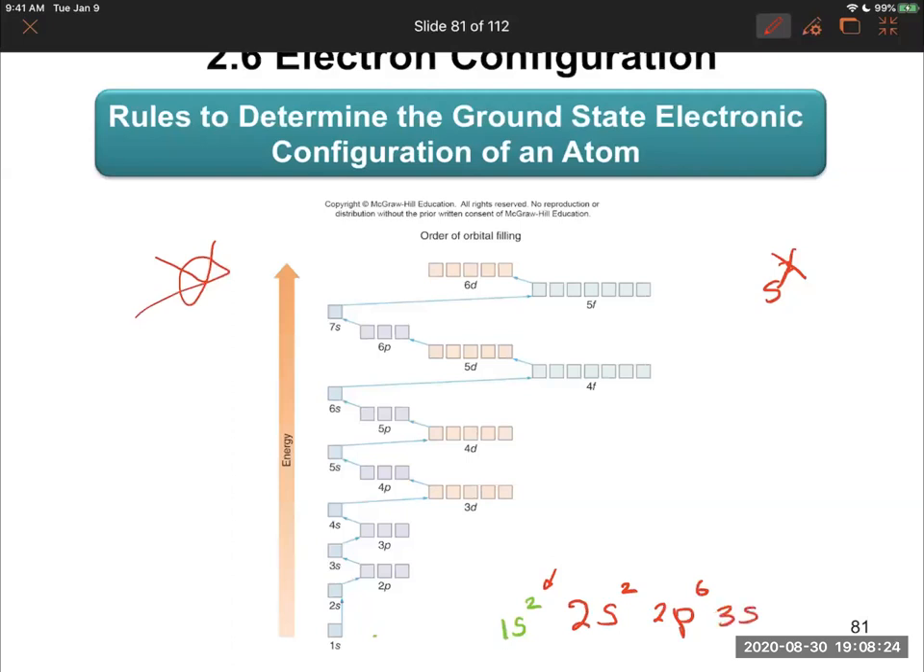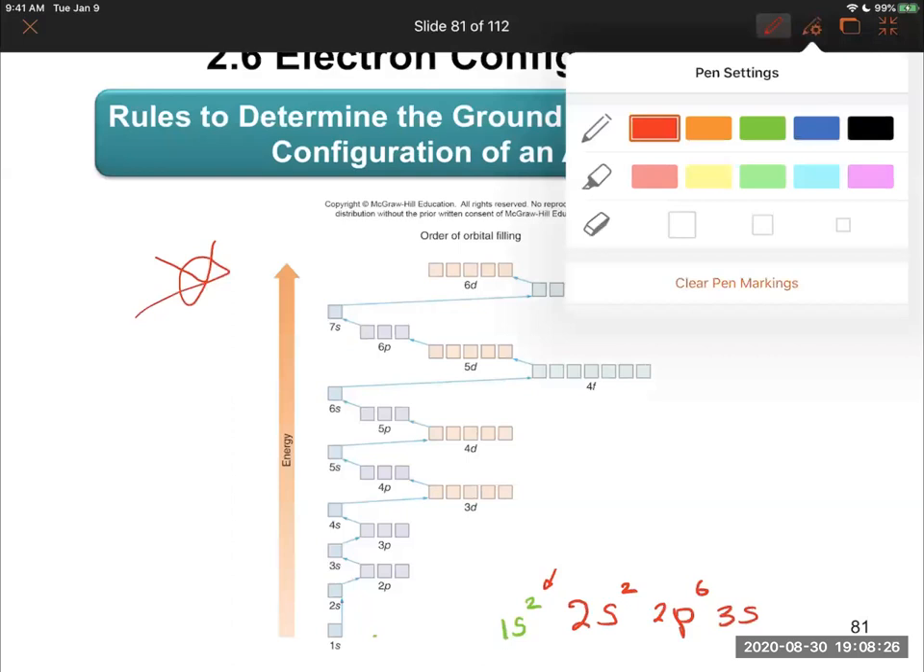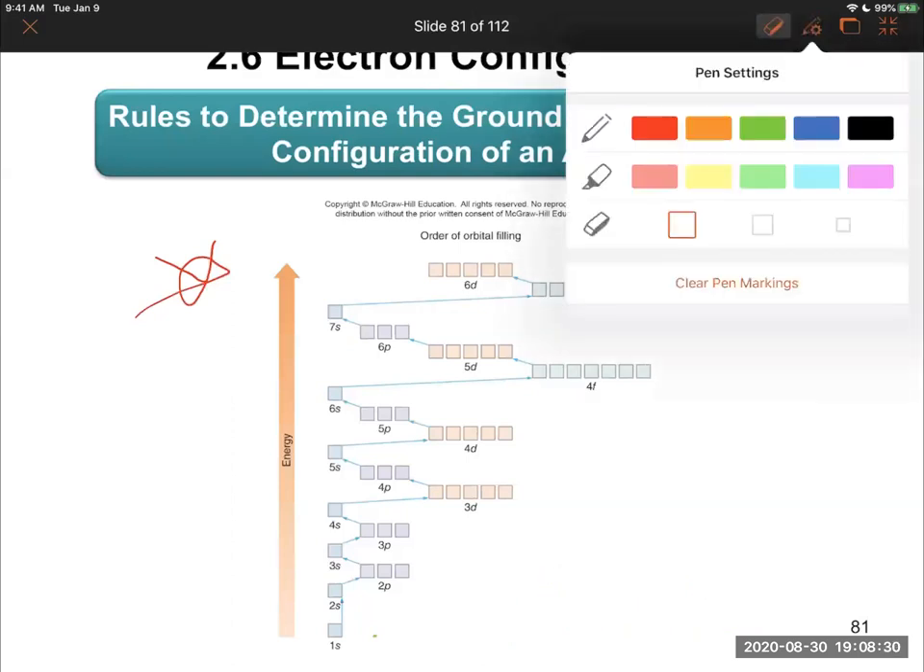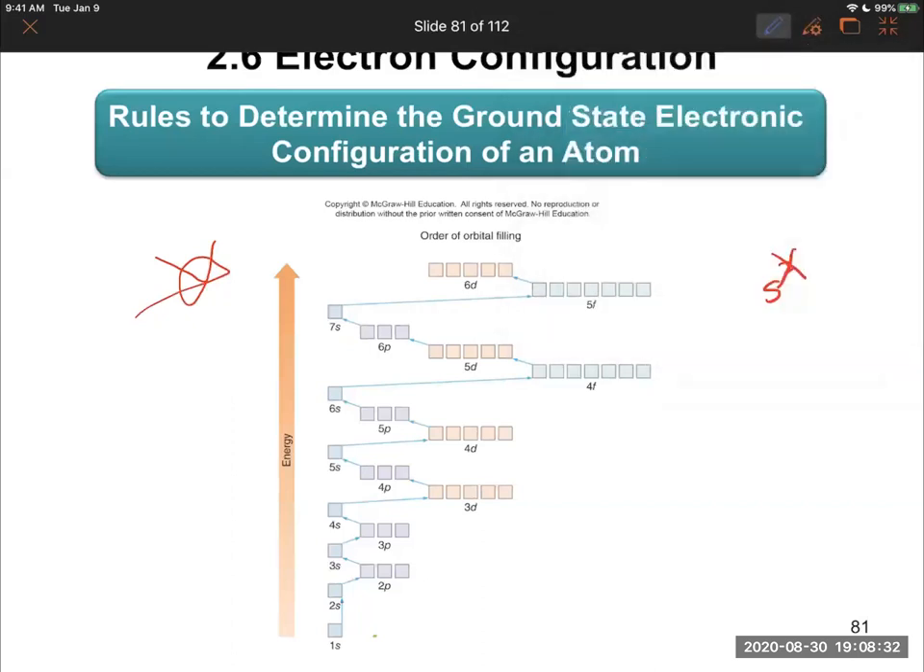So let me give you an example. Let's say I ask you for the electron configuration. If you know how to draw this diagram on your blank piece of paper, you'll be okay. Let's say I ask you for the electron configuration of fluorine. Isn't fluorine 9? The atomic number, I think fluorine is 9. Yeah, it should be.